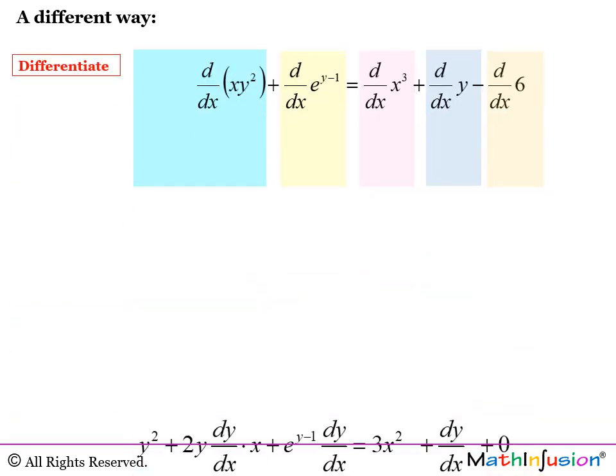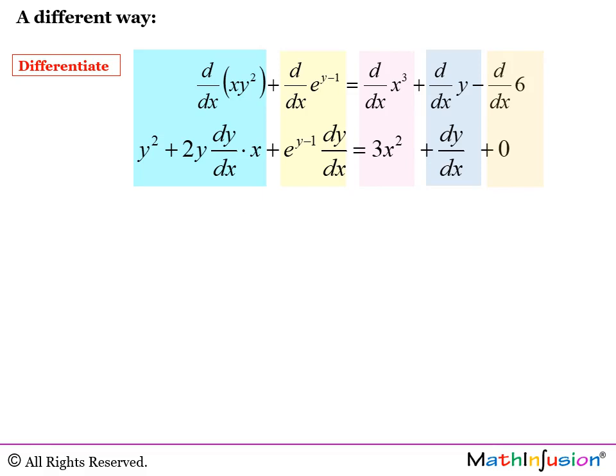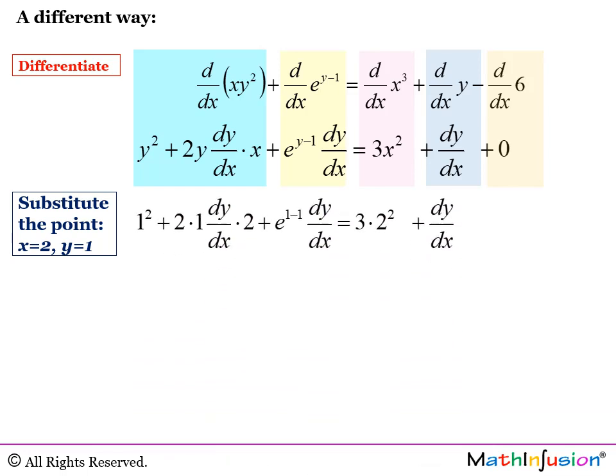First we differentiate as before, and we get this exactly as before. But here is now the trick. It's much easier to find dy/dx if you substitute first the point x equals 2 and y equals 1. The algebra is just much easier. So I'm replacing all the y's by 1 and all the x's by 2. And I get that. Simplify the algebra.